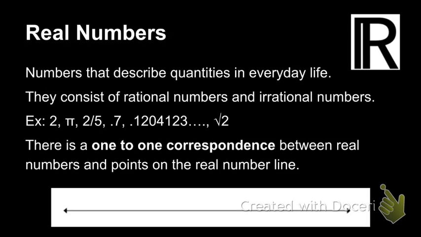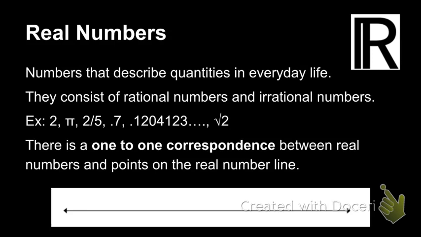Alright, so we're going to start off with some real numbers. Real numbers are just numbers that describe quantities in everyday life. Pretty much any number that's not a complex or imaginary number. And those two we'll talk about later, but they kind of go hand in hand. The real numbers can be broken down into two categories: rational numbers and irrational numbers. 2, pi, 2/5, 0.7, that decimal that goes on for a long time, and root 2 are all real numbers.